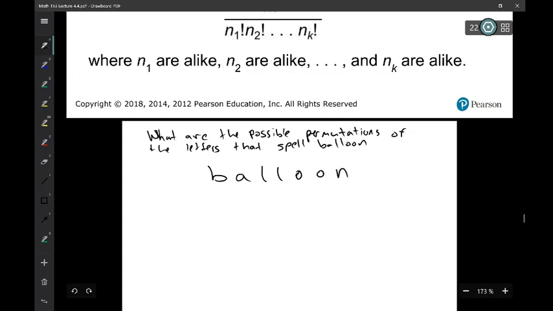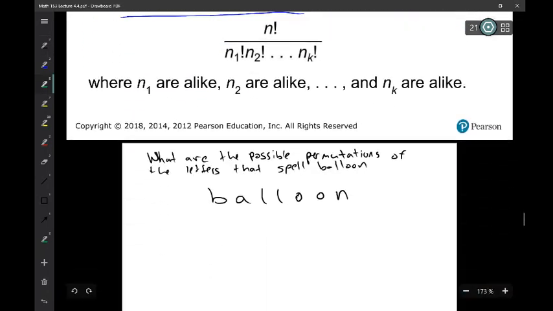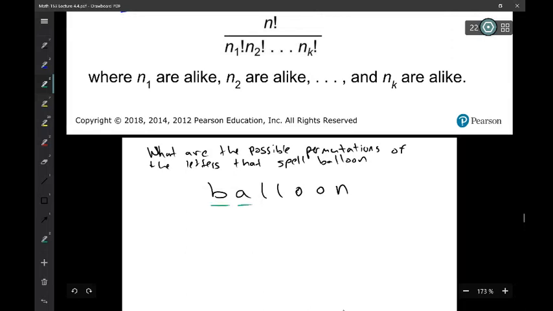B-A-L-L-O-O-N. Well, n items are available, so we have n equal to 1, 2, 3, 4, 5, 6, 7, the number of letters that make up the word. But 2 of the letters are repeated. So n1 is equal to 2, the letter L, and then another letter, O. There's 2 possibilities, so 2.